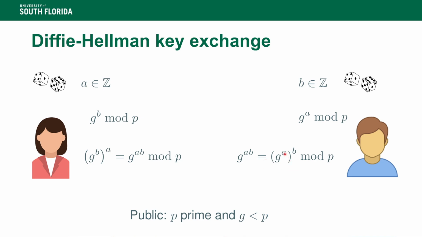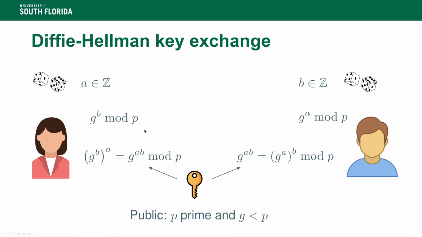And Bob can do the same, raising Alice's value to the power b, reduce mod p. And then this common value is the shared secret key that they can use together. Now, a passive adversary listening to the communication, so the communication does not need to be secure, and that's really important here. The adversary could look at g to the b and could look at g to the a mod p.